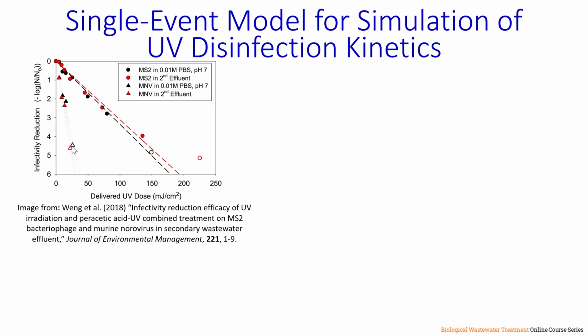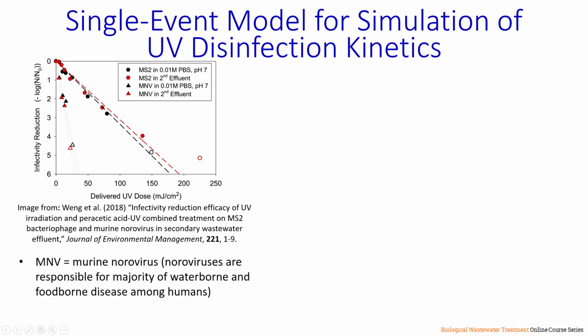Now this turns out to be important because noroviruses are responsible for a large fraction of human illness that's associated with waterborne and foodborne diseases. So this suggests then that the single event model will do a good job of describing the intrinsic kinetics of inactivation of the noroviruses, and moreover that we can get effective inactivation of the noroviruses at fairly modest doses on the order of maybe 30 or 40 millijoules per square centimeter.